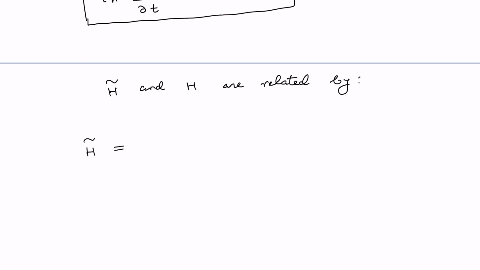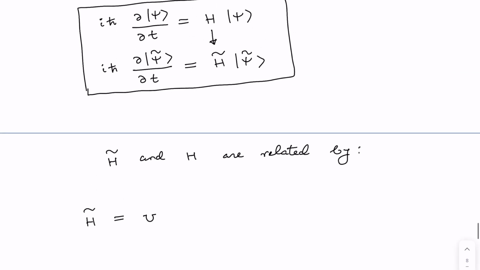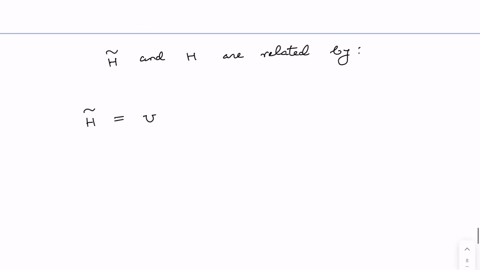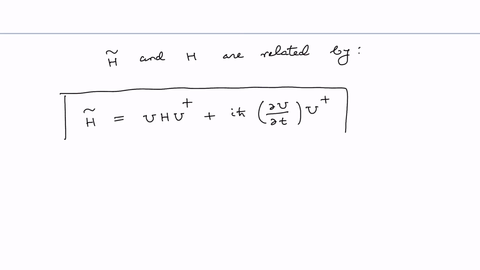You can show it very easily by means of these equations, because both |ψ⟩ and |ψ tilde⟩ have to obey the Schrodinger equation. Then just by simple mathematical manipulation you can show that H tilde and H are related to each other by this expression. Here H tilde is equal to U H U dagger plus iħ (∂U/∂t) U dagger. Please show this expression. Otherwise, anyway, we are going to do it in our problem solving session number 2.